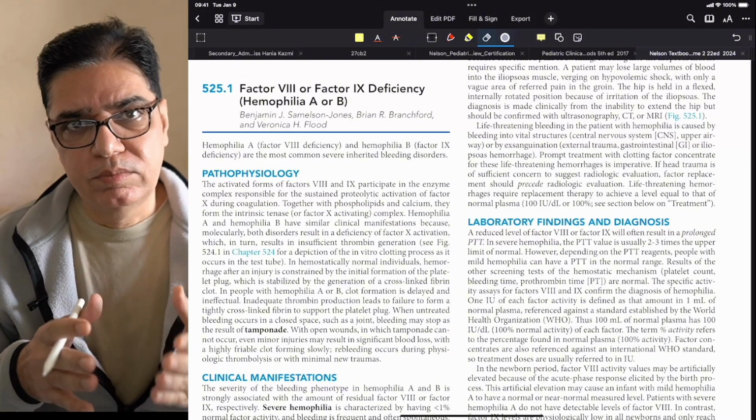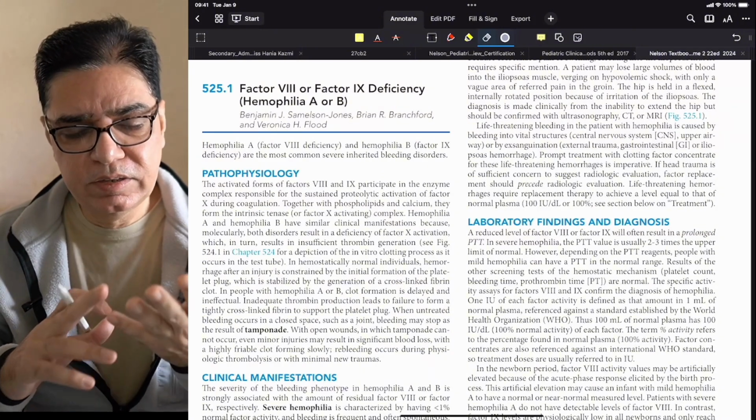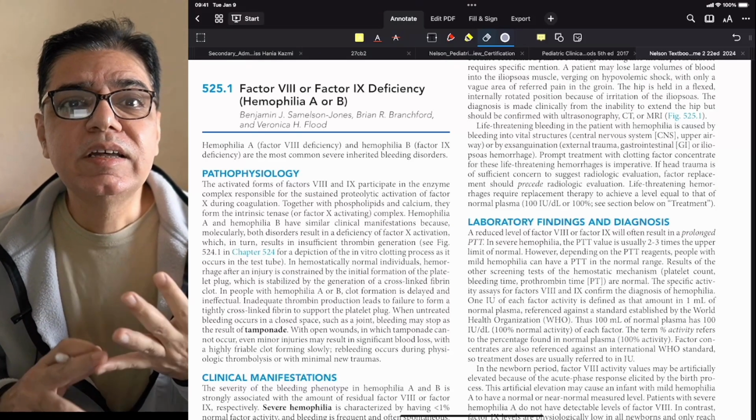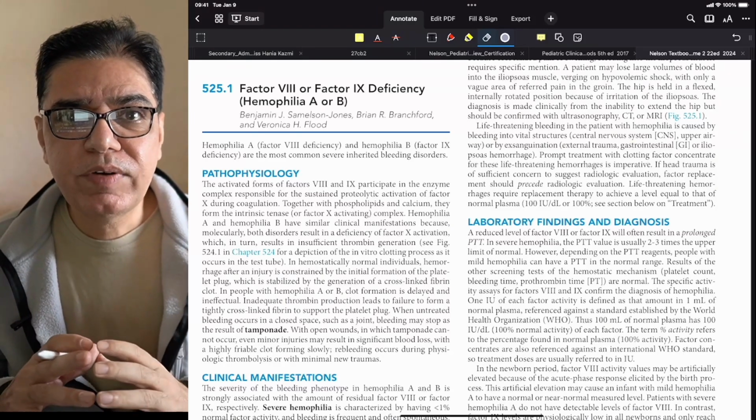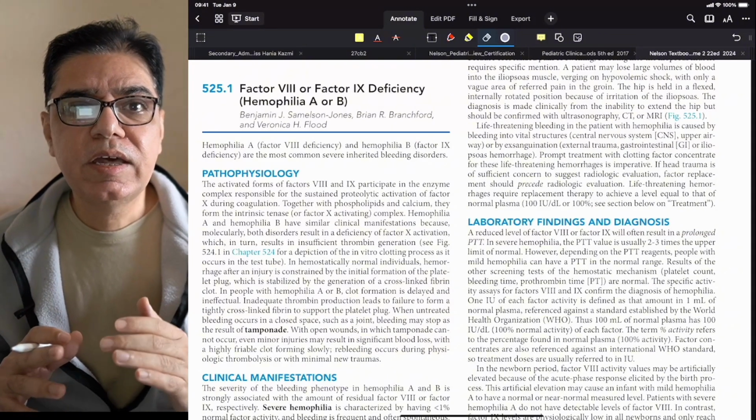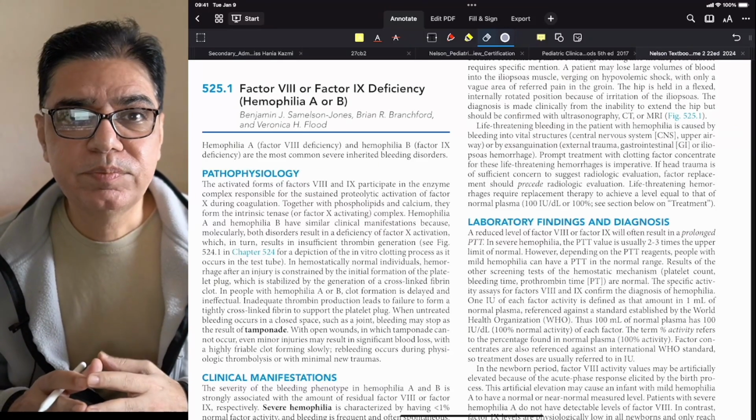Again, this is for both hemophilia A and B. It can come in three categories: mild, moderate or severe. Mild means between 5 and 40% of the factor activity, moderate means between 1 and 5% of the factor activity, and severe means less than 1% of the factor activity.